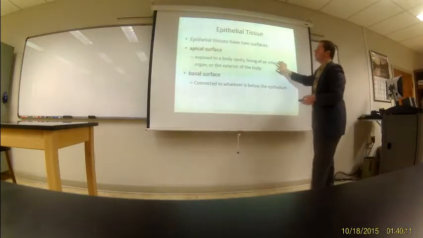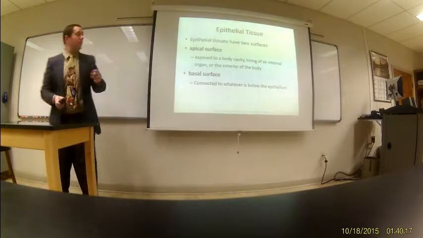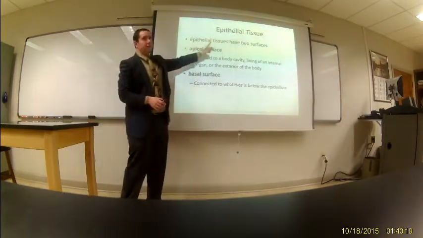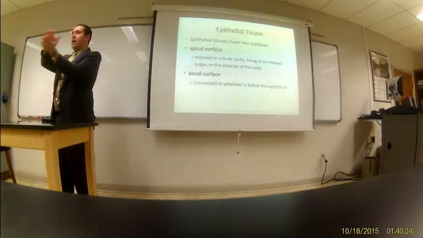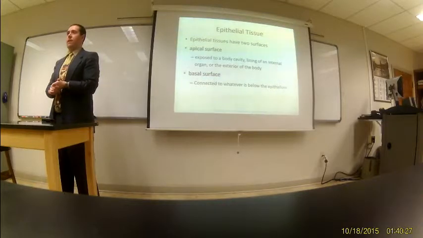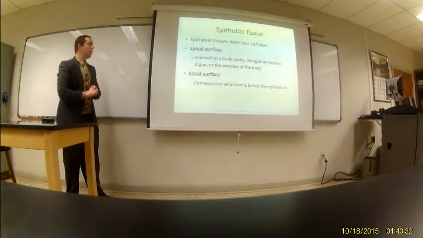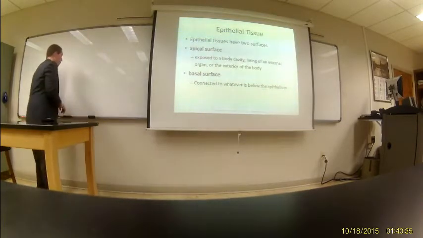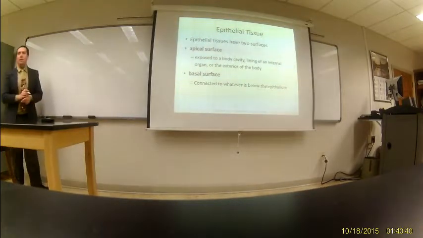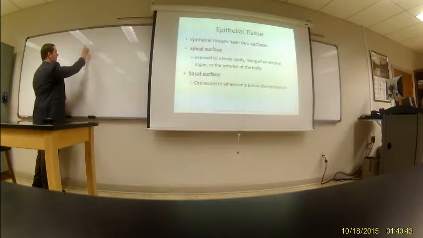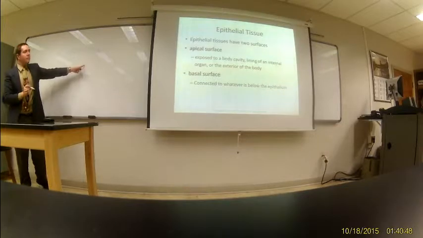So epithelial tissue is the first one we're going to talk about today. Epithelial tissues have two surfaces. We're going to see these. An epithelial tissue is usually a layer of cells. It is not a glob of cells. It is a layer of cells. And if you have a layer, you're automatically going to have two surfaces. So this is a layer of cells, there's a whole bunch of cells in here. Obviously you have this surface and you have that surface.